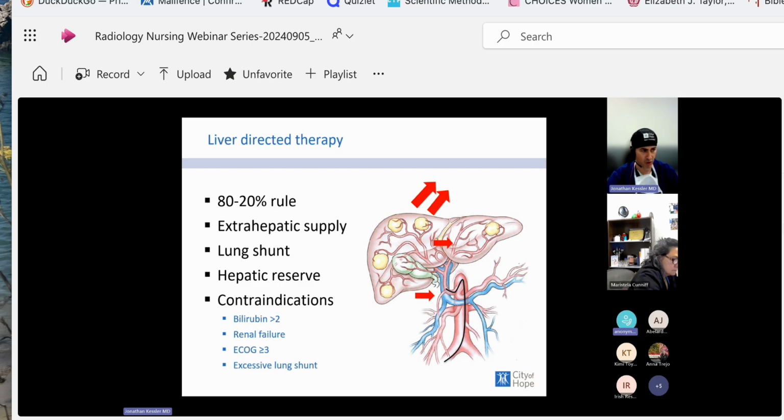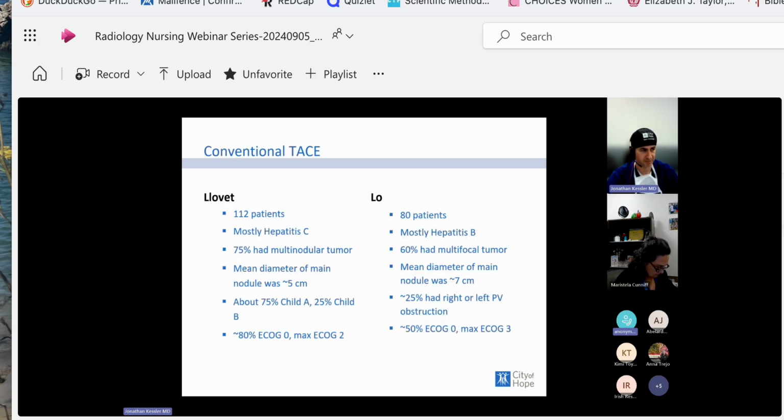So these are all things that we are thinking about as we decide on a patient for arterial therapy. So what's the data? How do we come to learn that these arterial therapies like chemoembolization, radioembolization, that they work? Well, it started back in the 90s with these 2 papers.